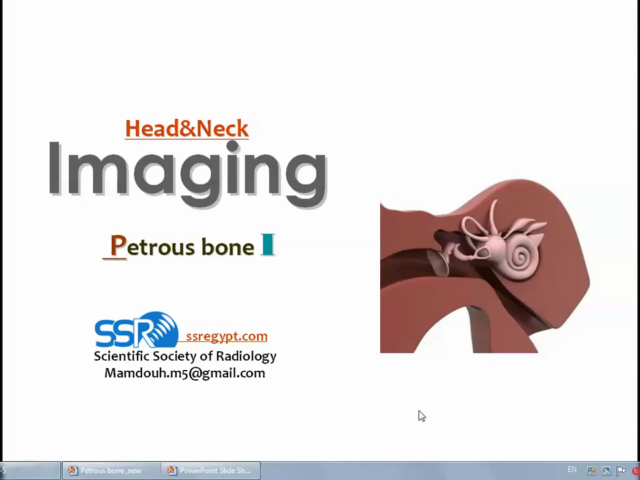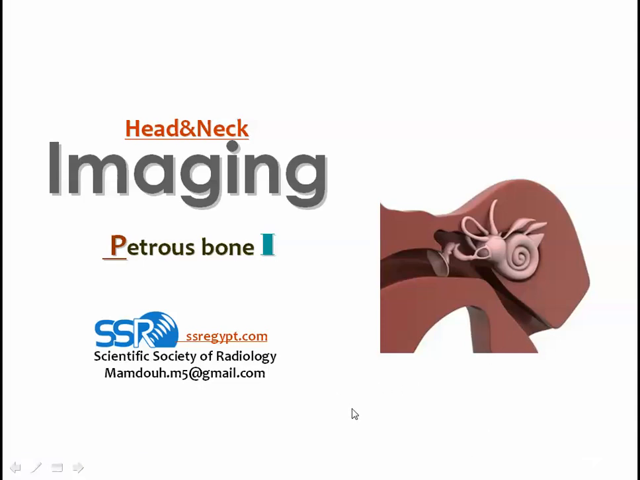We will start by one of the important subjects in this sector, which will be the imaging of the Petrous bone. And we'll talk about this topic in two separate talks. One talk will be dedicated for the anatomy, and the second talk will be dedicated for the pathology.